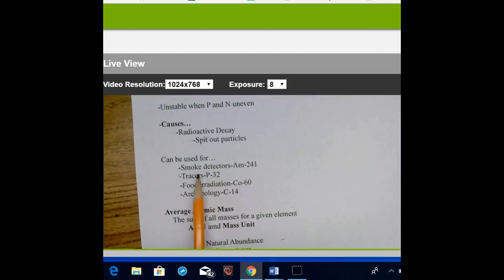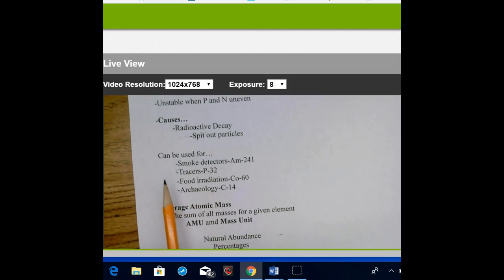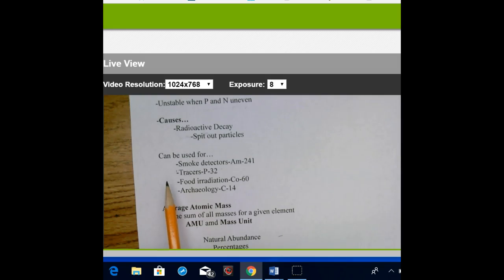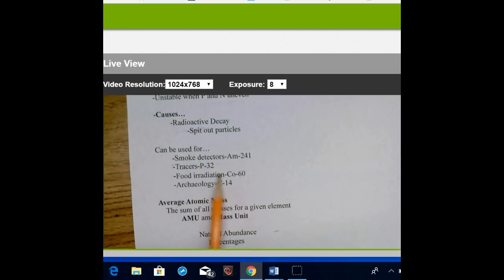Okay, and we use those kinds of isotopes for different things, like smoke detectors. Everybody probably has that in their house. They use it, if you've ever gotten an MRI, they have you drink it, and then it helps them locate certain things in your body and take a good picture of it. And then they also use it to treat food, and then for dating of organisms.